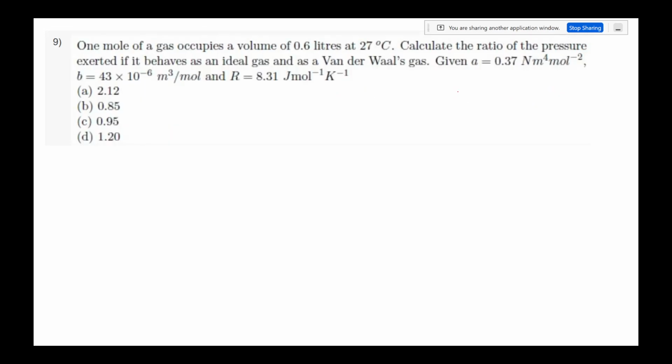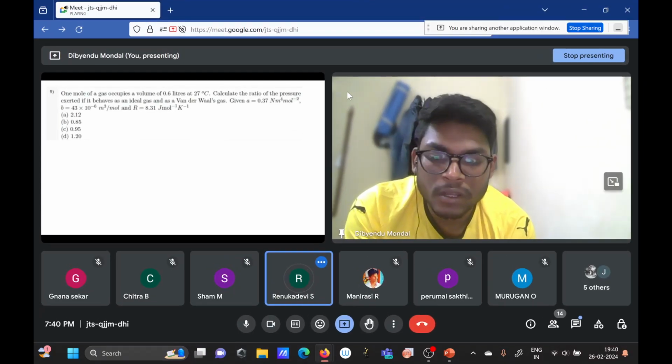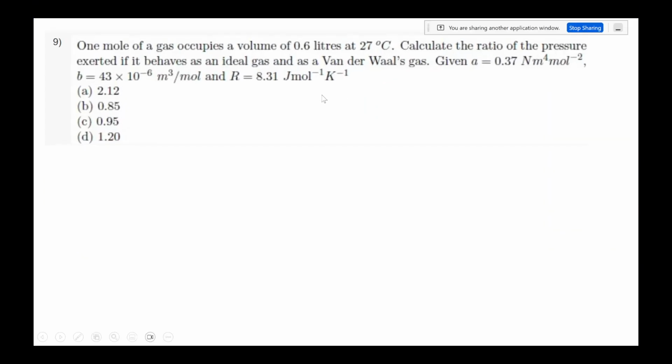Okay. Now this problem: 1 mole of a gas. Sir, please, 1 second, sir. Okay, okay, getting noted. 1 second.